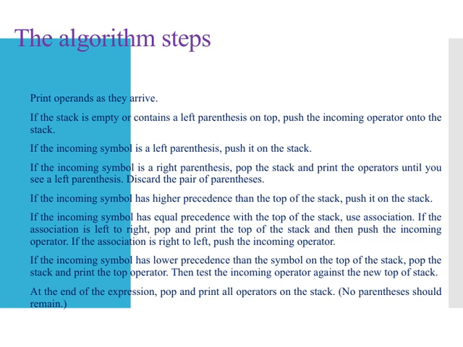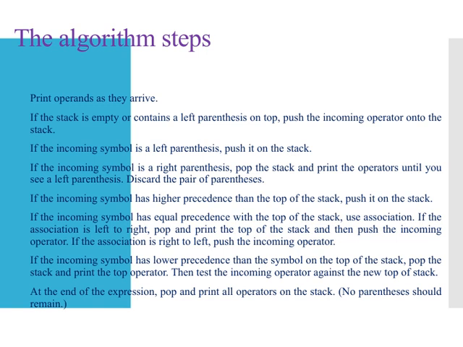Now, if we see a right parenthesis, we pop operators from the stack and print them until we encounter a left parenthesis. We then discard that pair of parentheses, since they're just structural markers. When an incoming symbol has higher precedence than the top of the stack, we push it onto the stack to ensure higher priority operations are performed first.